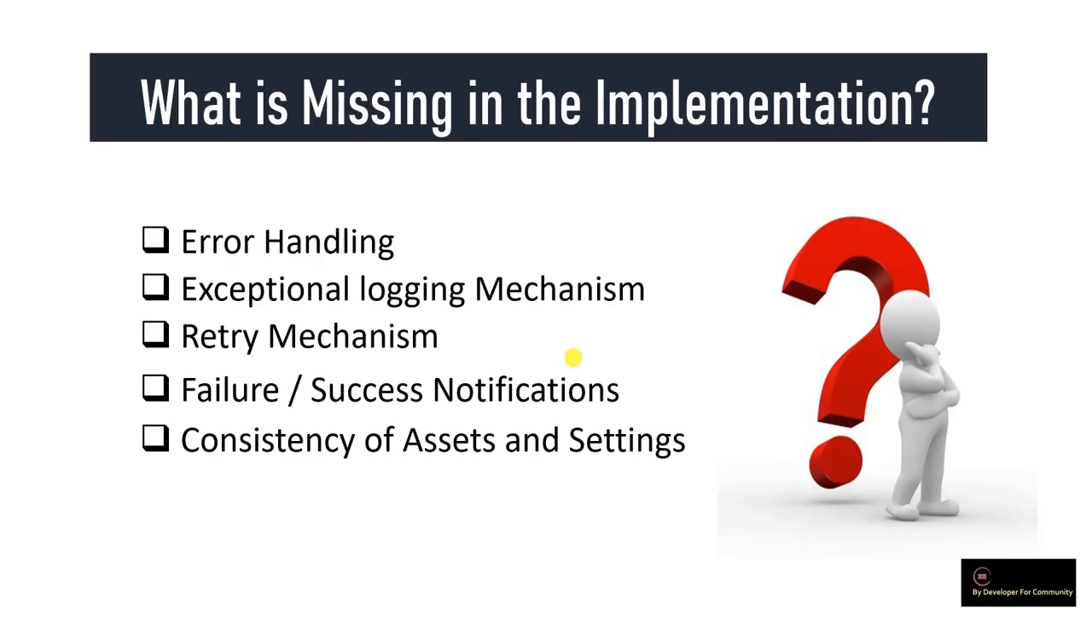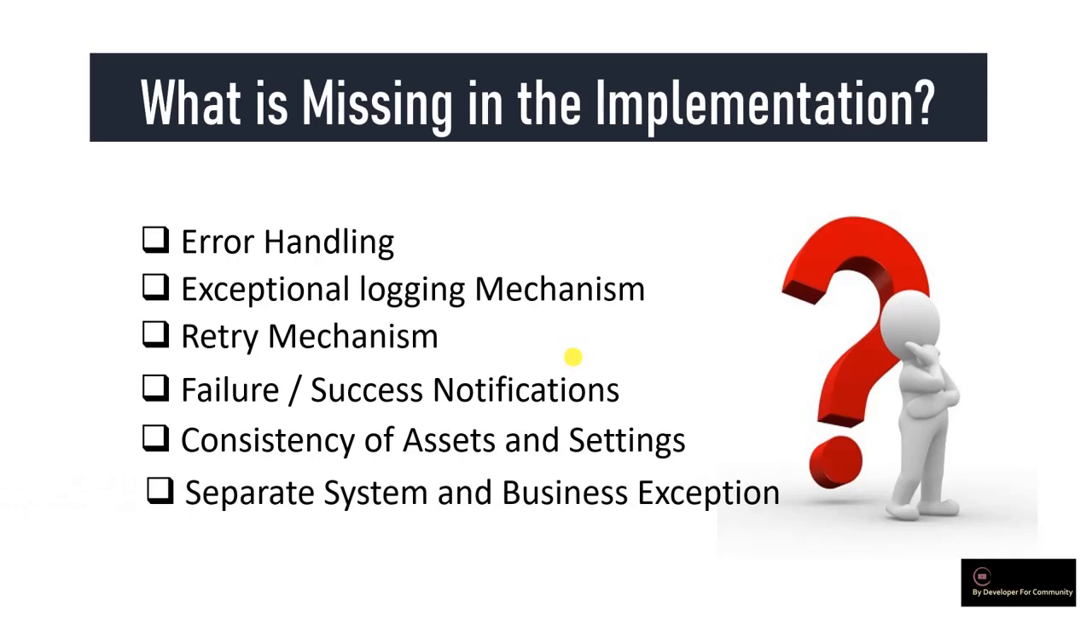There is no consistency. For example, if tomorrow the Amazon URL changes from amazon.com to amazon1.com, or if you want to change the sheet name from data to, let's say, Amazon laptop data, we have to change the code. And the last thing, there is no separation of system and business exception. So these all things we have to implement.